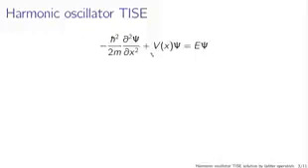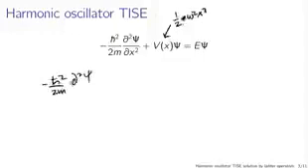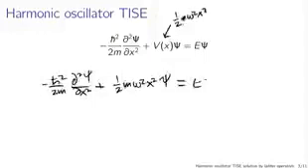To set that up, let's go back to the time-independent Schrödinger equation. This is the general time-independent Schrödinger equation, where now we're going to be substituting in the harmonic oscillator potential, 1/2 m omega squared x squared. That means the harmonic oscillator time-independent Schrödinger equation that we actually have to work with is minus h bar squared over 2m times the second partial derivative of psi with respect to x, plus 1/2 m omega squared x squared psi, is equal to E psi.